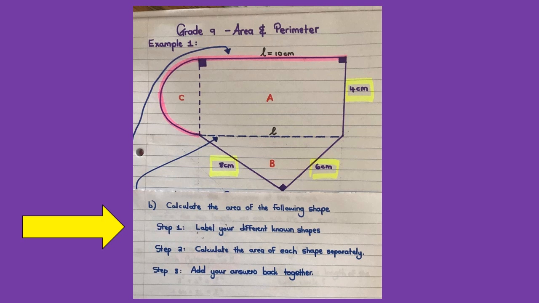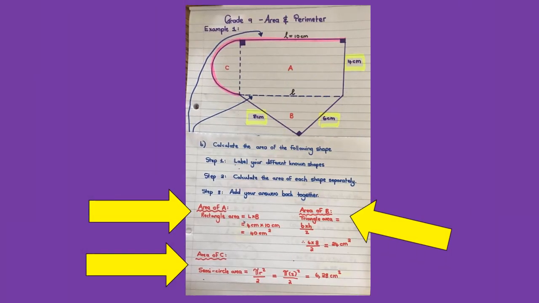Step 2, calculate the area of each shape separately. Then, step 3, please people, you add your answers back together. You don't multiply them back together. Remember, you break them apart, you subtract them from each other. At the end, you need to add them back together. Okay, and I quickly showed you here.